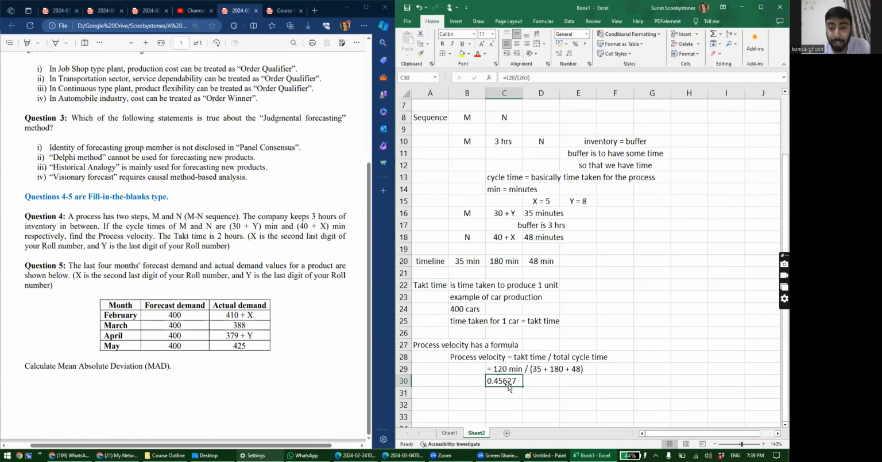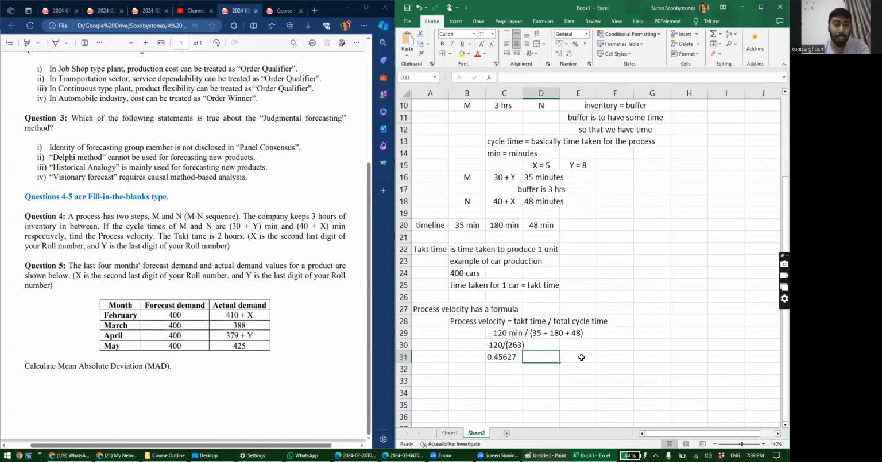So this is basically the process velocity. Generally, there is a unit for process velocity also. The unit will be these many units per minute. That's basically the unit of process velocity. Even that, I'm sure you'll get it in one of the chapters. Wherever the concept of process velocity is explained, they will talk about the unit also.